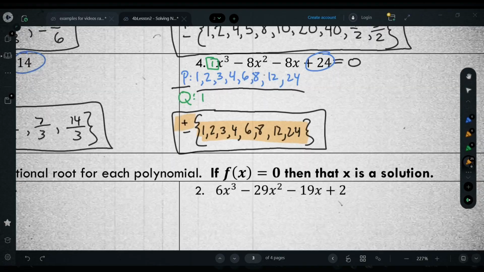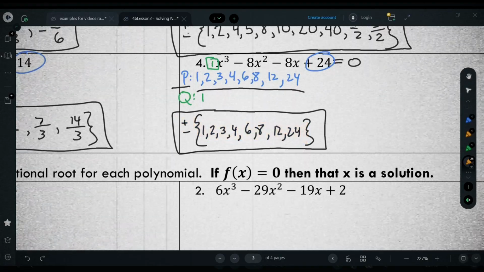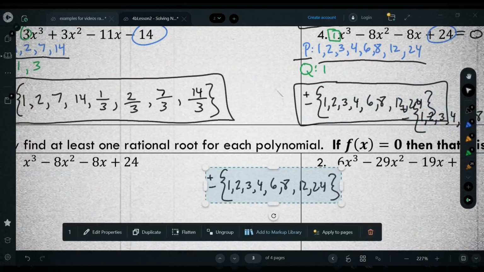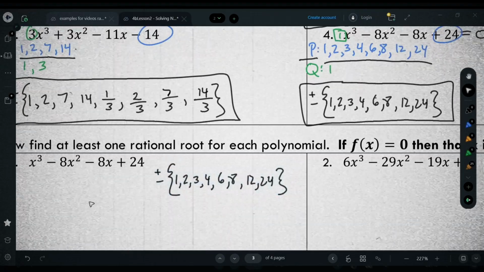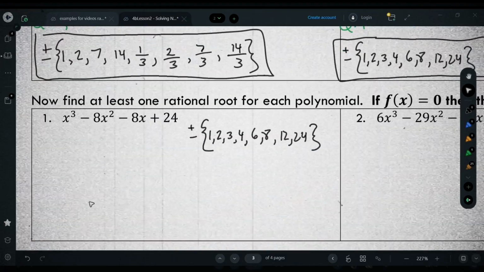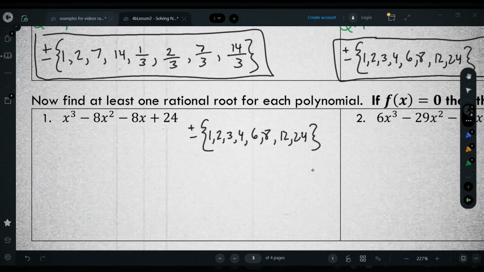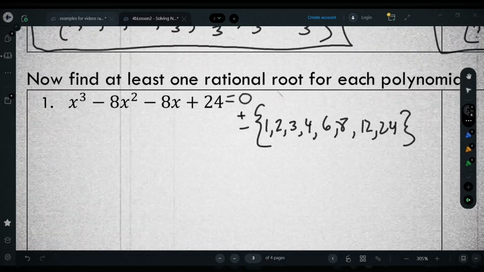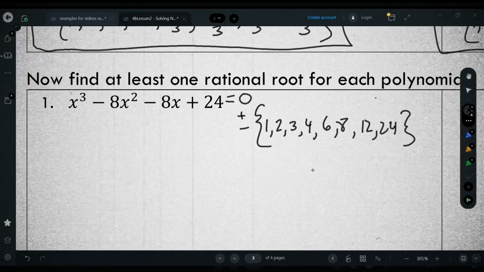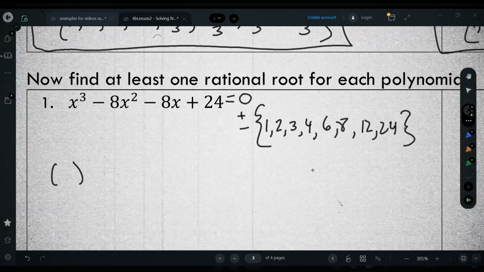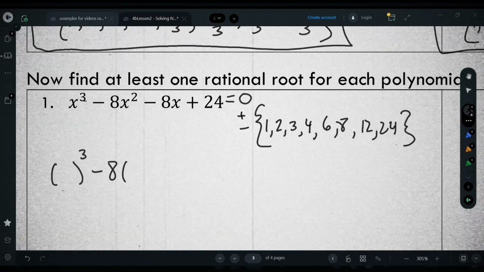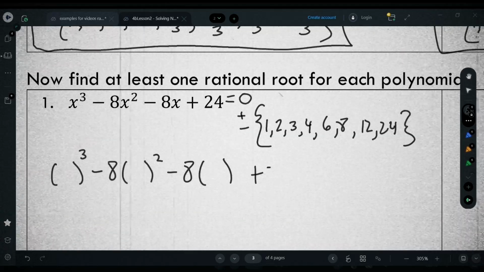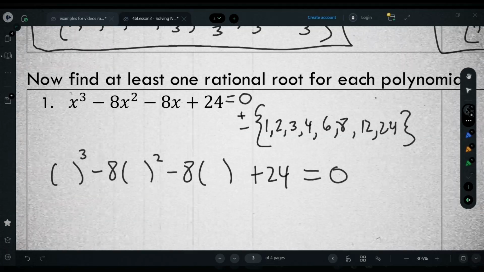All right, so let me just bring that list over here. Those are possible solutions to this equation. Let's actually make this an equation, equals 0. We want to figure out which of these numbers, when we plug it in for x, actually gives us a 0. So this is what it's going to look like. Let's copy down the equation, replace every x with a set of parentheses, plus 24 equals 0.